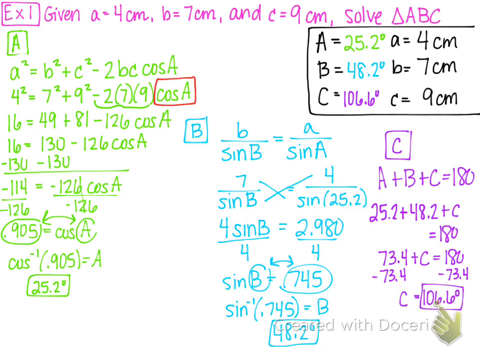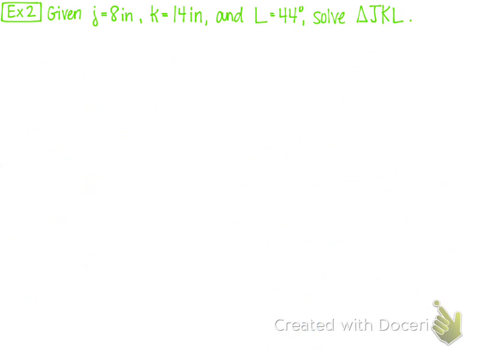Okay, let's do another example. We're going to do one with side angle side. So let's take a look at example 2. We're going to go ahead and do our chart. This time we're talking about triangle JKL.